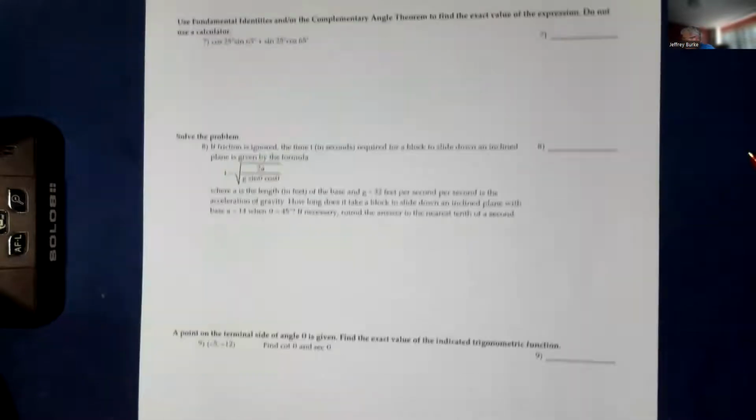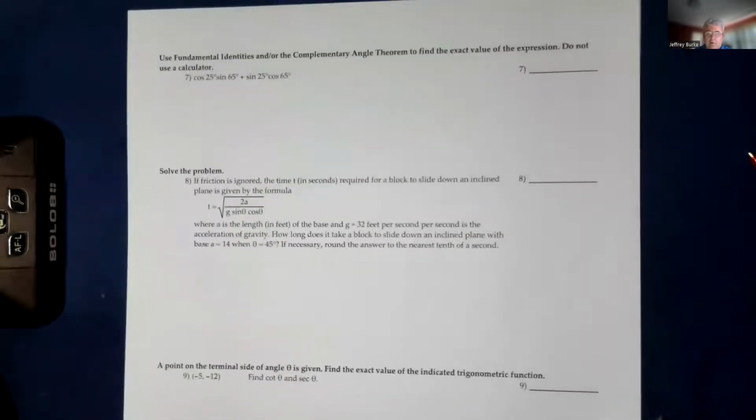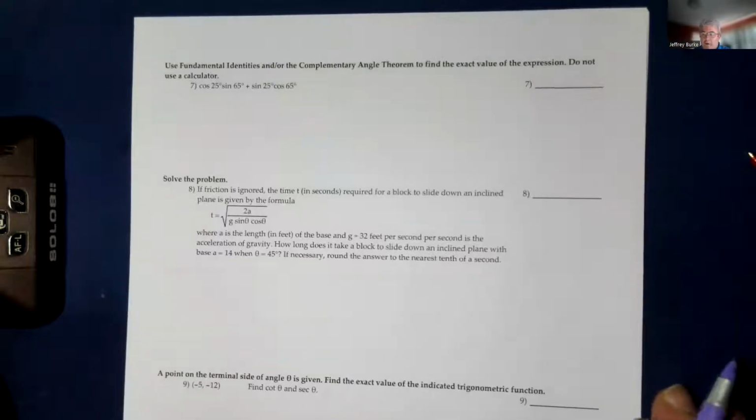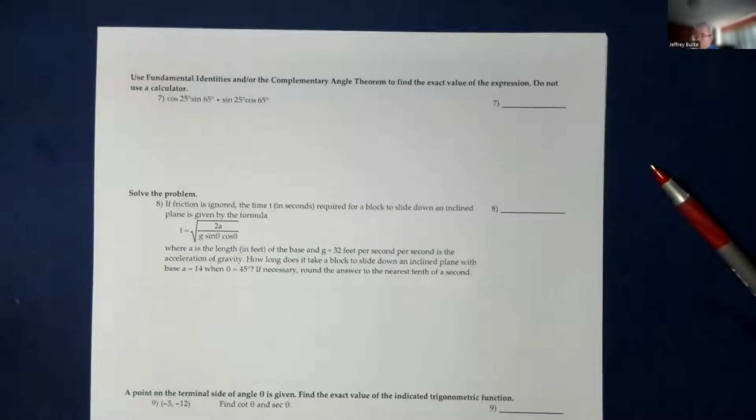Okay, let's go on to number 7 here. If, let's say, for example, you kind of just recognize this and just tell me that the answer is 1, okay? I need some more justification than that. So what kinds of things would I be looking for in a question like this? The first thing I'd be looking for is an understanding of how we're working with complementary angles.